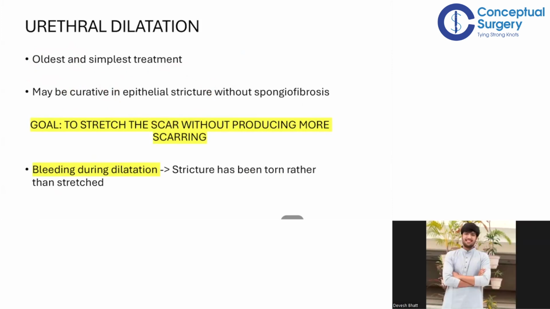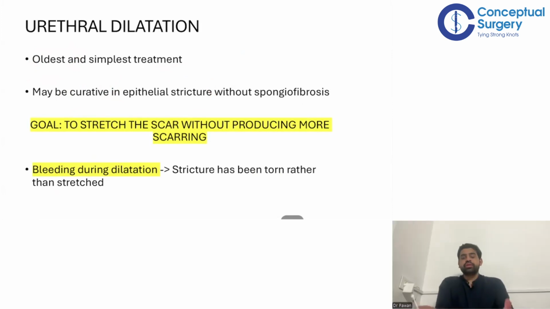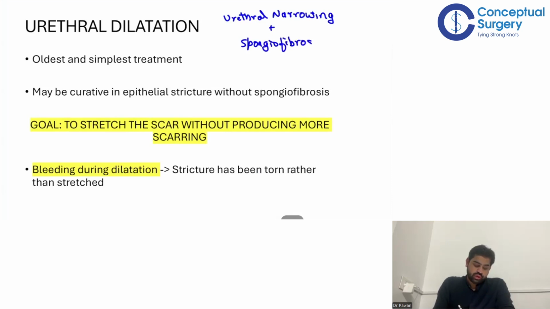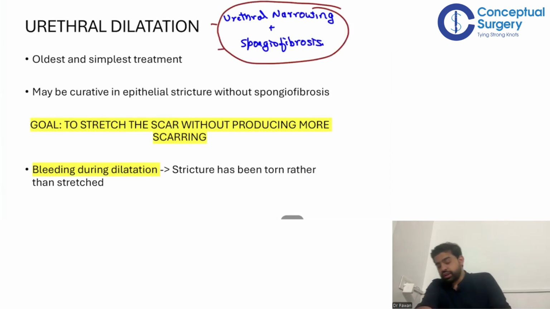Sir, I would just say that basically narrowing, which will cause enough symptoms for the patient for him to come to us. No. So what you need to understand is that the definition of a urethral stricture is a urethral narrowing along with spongiofibrosis. So we say that the patient is suffering from urethral stricture if these two things are coexisting with each other. Now, what do you understand with the spongiofibrosis?